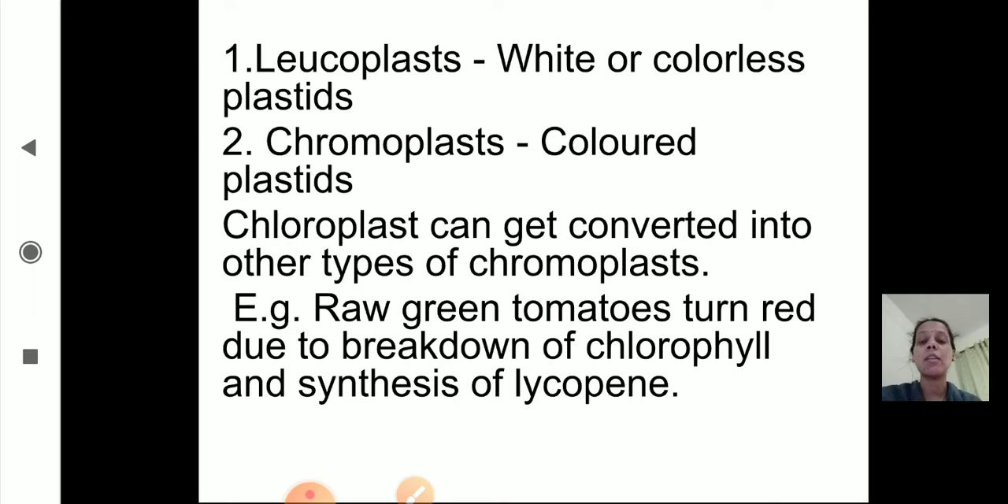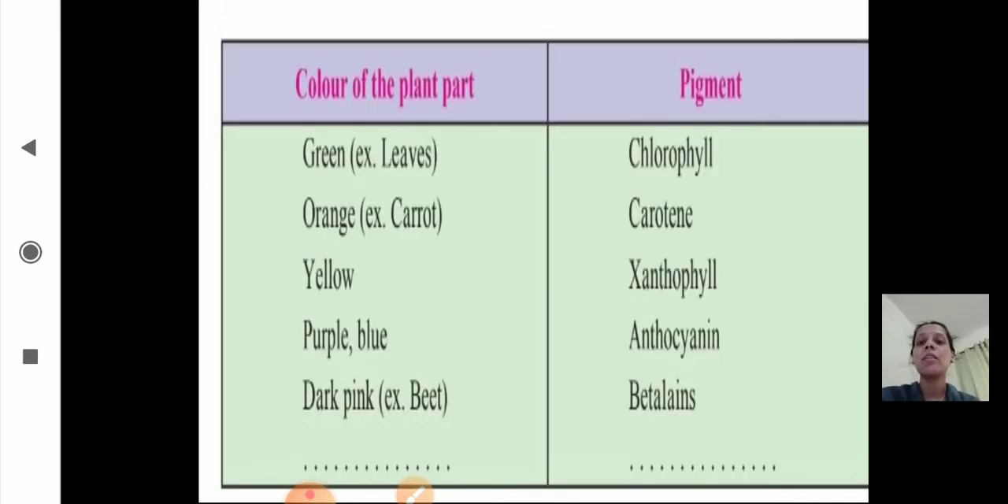Okay, so these are the types of plastids. White or colorless plastids are called leucoplast and the colored plastids are called chromoplast. Now this table shows the color of the plant part and pigment. The green color of the leaves is due to the chlorophyll pigment. Because of the chlorophyll present, the leaves get green color.